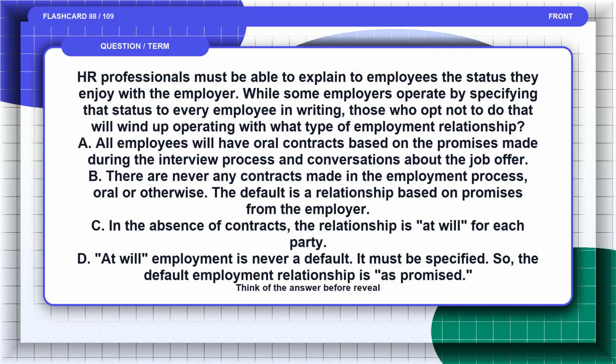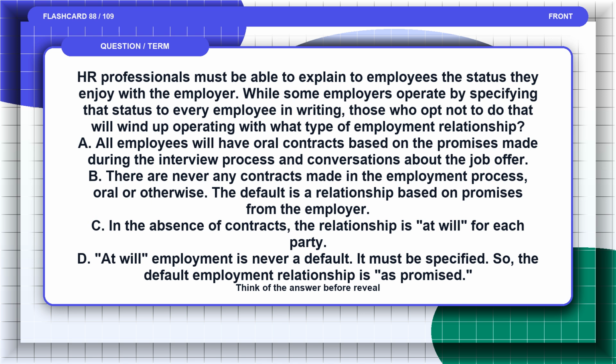Flashcard 88. HR professionals must be able to explain to employees the status they enjoy with the employer. While some employers operate by specifying that status to every employee in writing, those who opt not to do that will wind up operating with what type of employment relationship? A, all employees will have oral contracts based on the promises made during the interview process and conversations about the job offer. B, there are never any contracts made in the employment process, oral or otherwise. C, the default is a relationship based on promises from the employer.